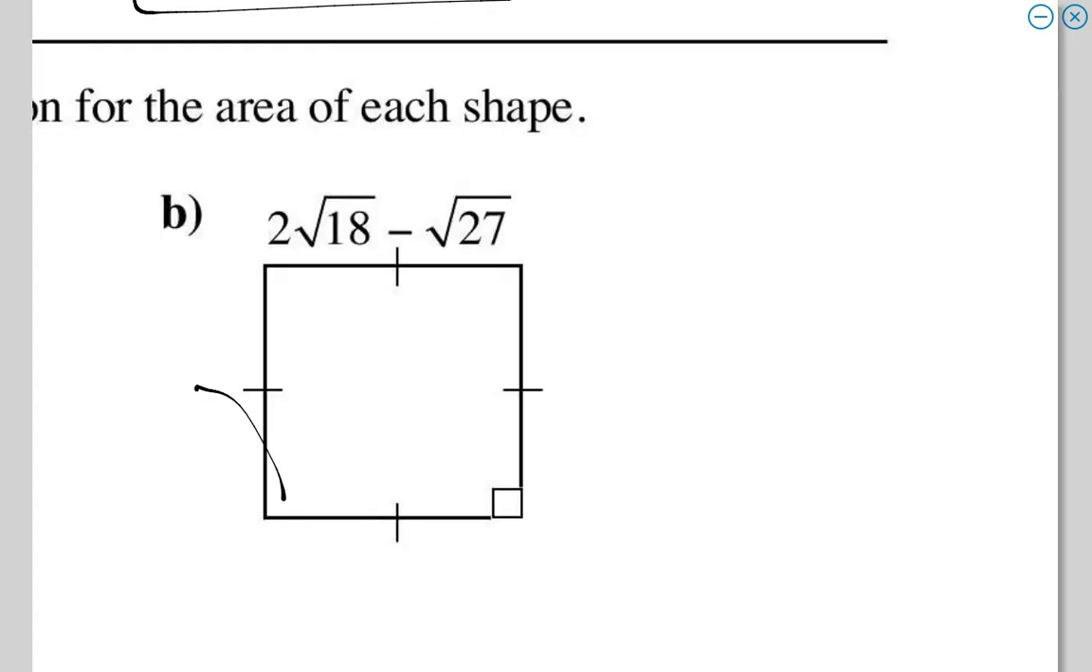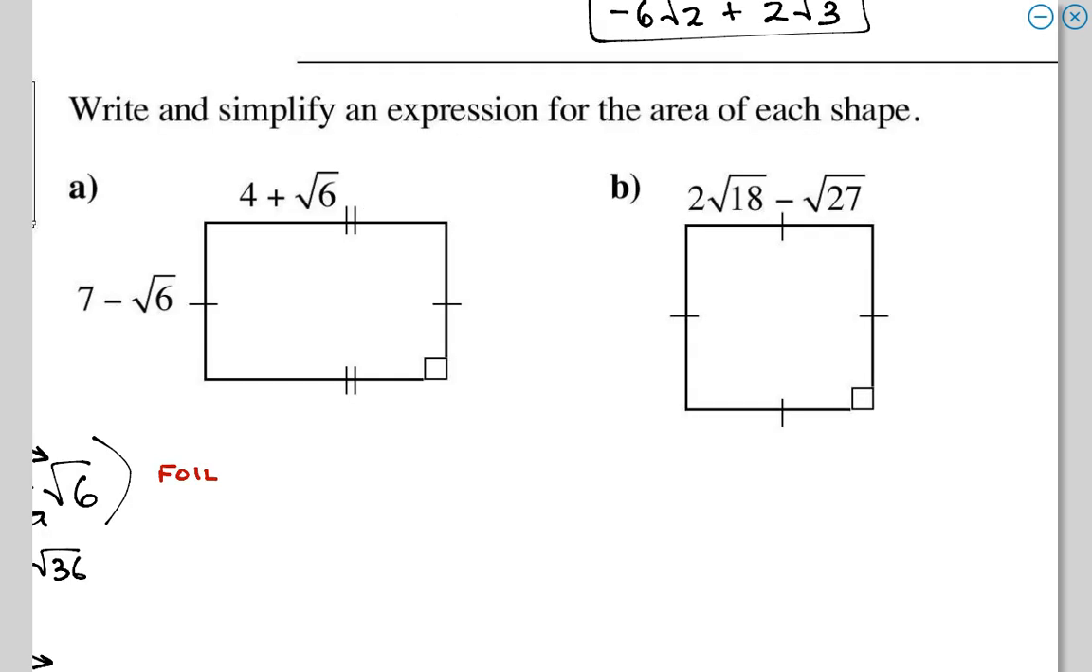So this one's actually not a square, this one's a rectangle, the one beside it. Why is this one a rectangle? Because the length and the width are different. Here's a square, the length and the width are the same.